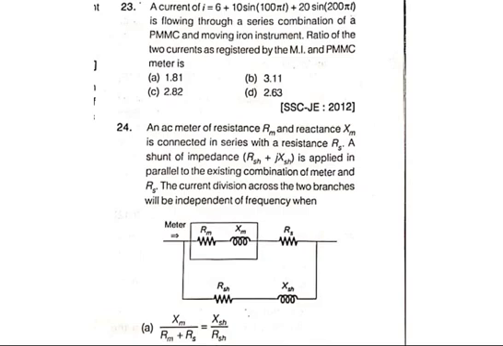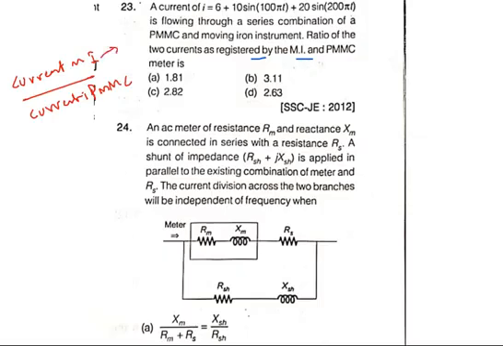Okay, see the first question. A current of i equals 6 plus 10 sine of 100 pi t plus 20 sine of 200 pi t is flowing through a series combination of PMMC and moving iron instrument. The ratio of the two currents as registered by moving iron and PMMC meter is, see here, the ratio of the current in moving iron to current in PMMC is asked. We have to calculate this.